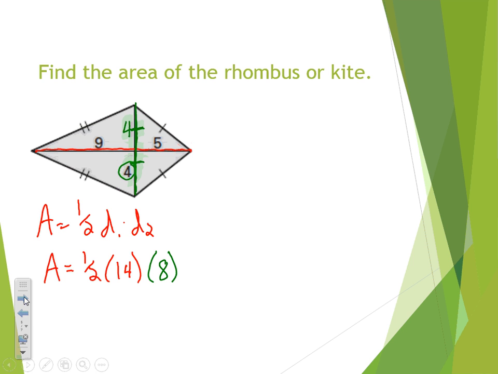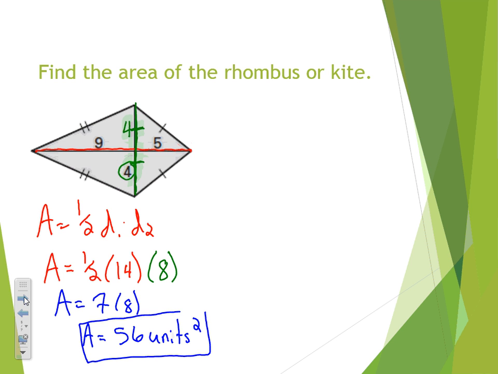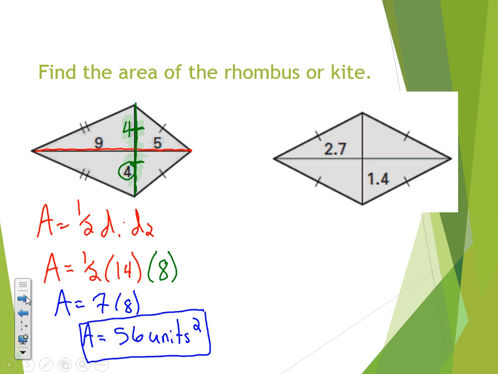Now if I go through and I'm simplifying this, area equals 7 times 8. So my area is going to equal 56 units squared. All right. Now we're going to find the area of this rhombus. Now we know it's a rhombus because all of the sides are congruent.